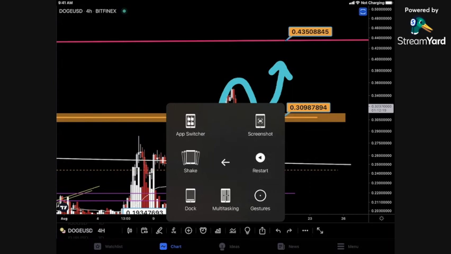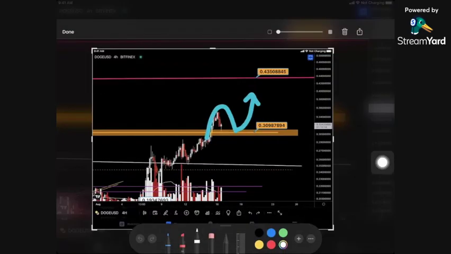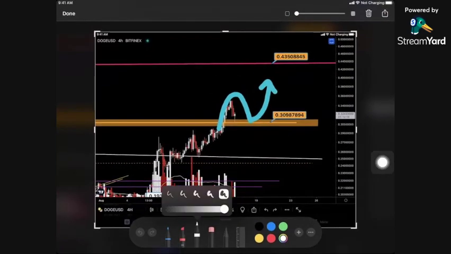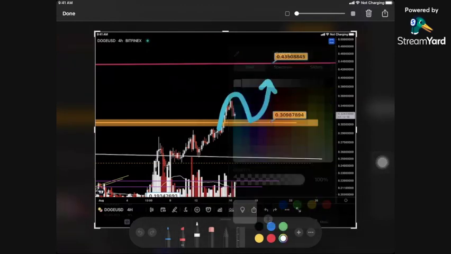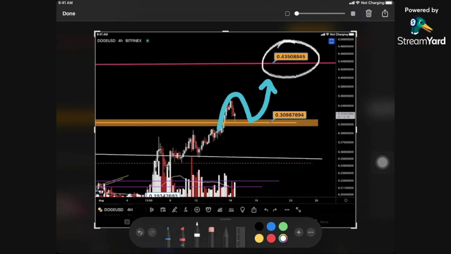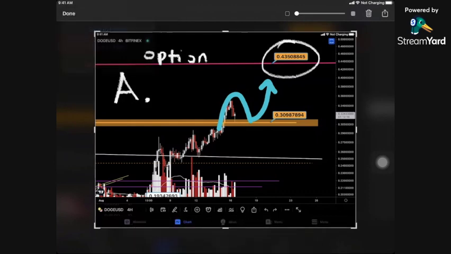So what I usually do is take a screenshot, and then I take my crayons and I draw like this. White's my favorite color to draw with my crayons. So we're gonna call that A for option A. Okay. And that's what I'm most looking at for this price. So we're gonna save that to our photos.